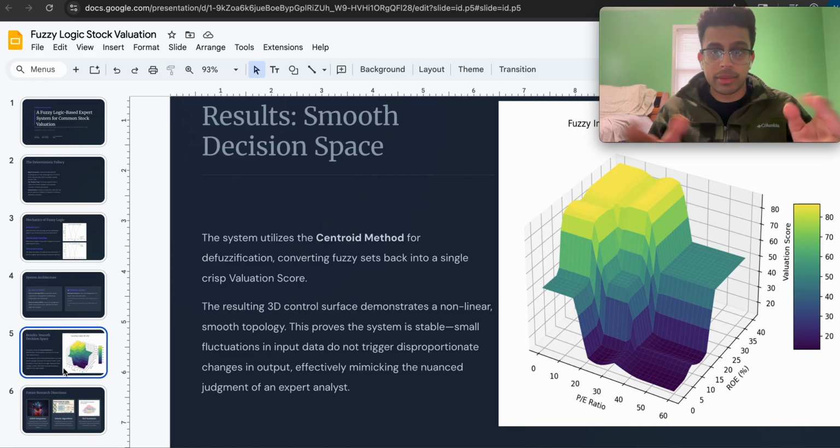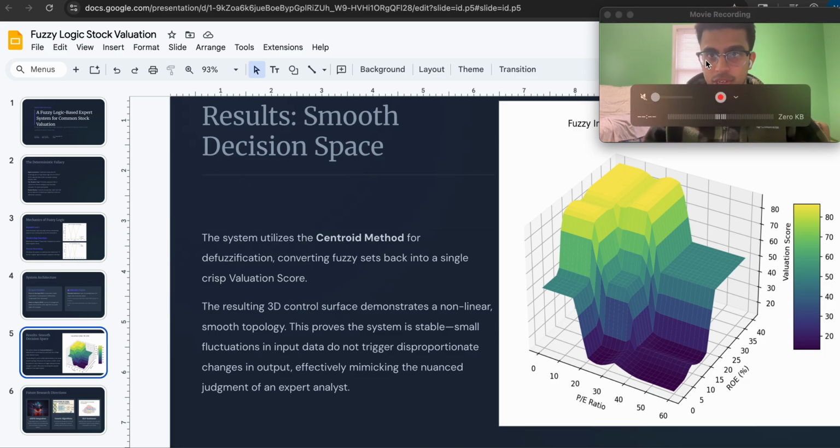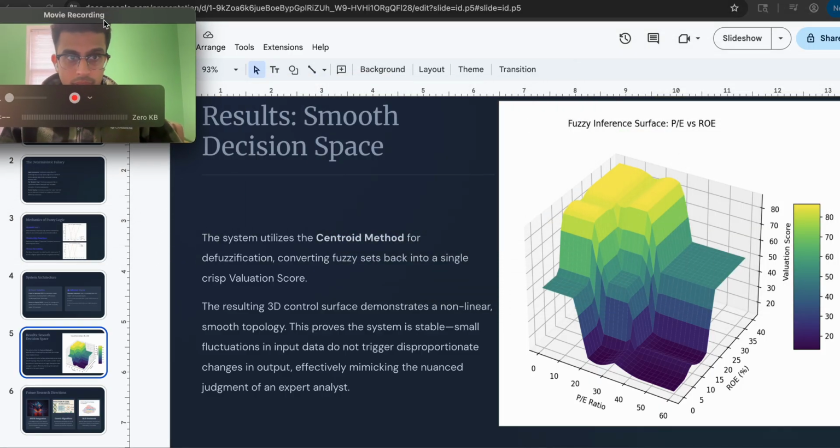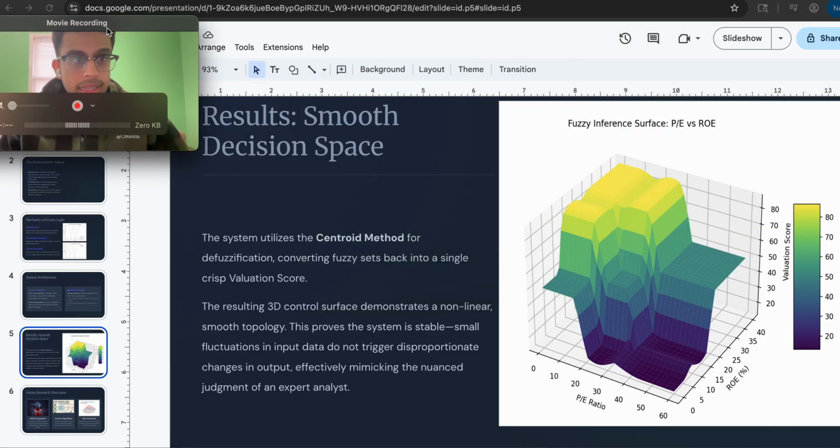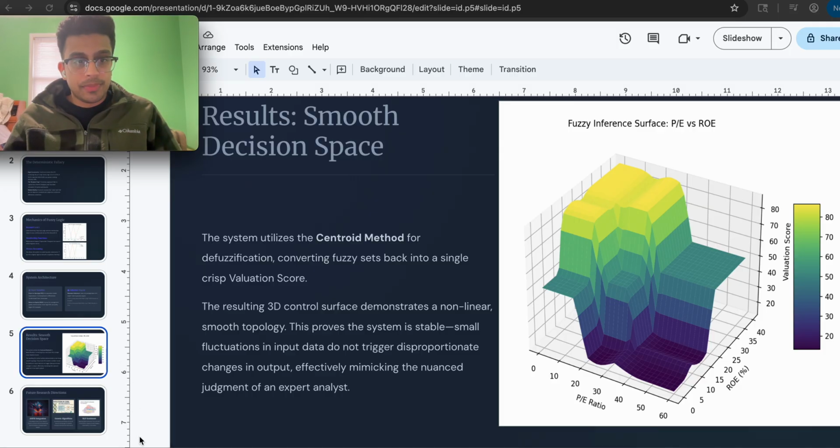And I know this looks pretty daunting, but actually it's super straightforward. What we're doing here is we're creating a 3D structure of the PDE versus return on equity curve. If you look, when I have a low PDE and I have a high return on equity, my valuation score is high. If I have a high valuation score, I know I want to make that investment. Similarly, if I have a high PDE but a low return on equity, I have a low valuation score and I won't make that investment.